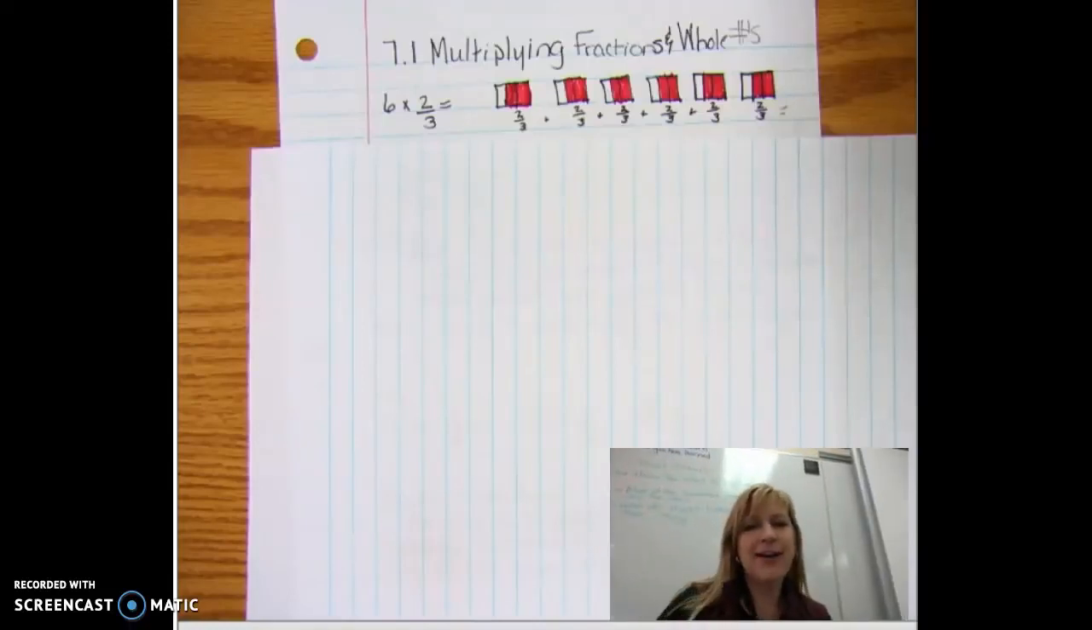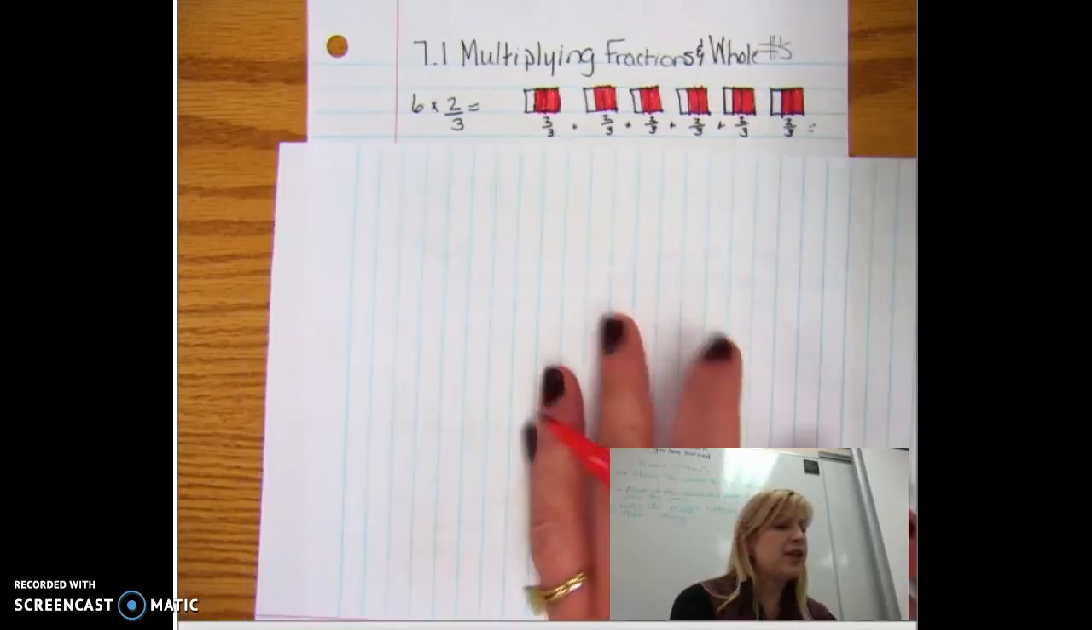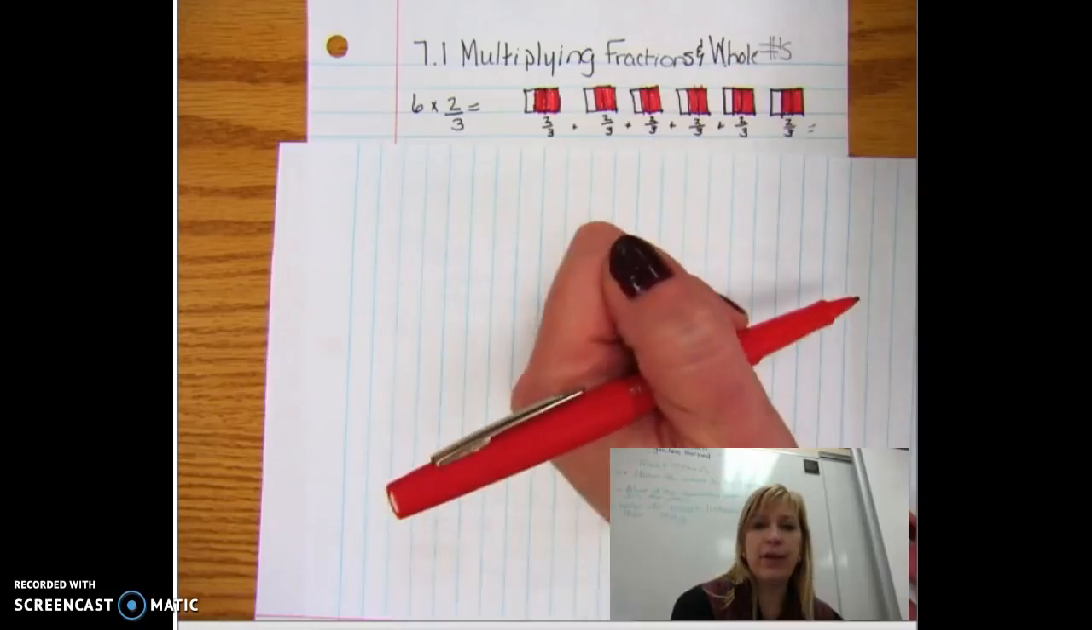Hi everybody, we are starting a new chapter on multiplying fractions and dividing fractions. We're going to start out with probably the easiest step, and I find multiplying and dividing fractions maybe a bit easier than adding and subtracting. We're going to start out with multiplying fractions, and we're just going to work with whole numbers.